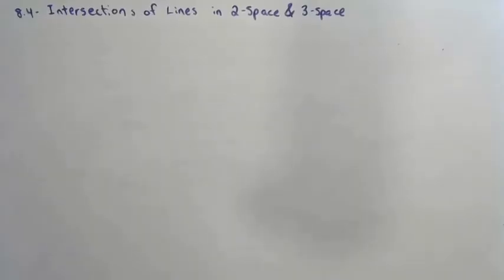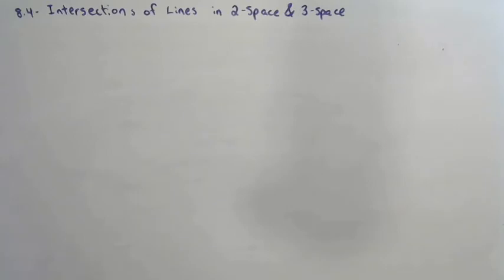Lesson 8.4, intersections of lines in 2-space and in 3-space. We're pretty familiar with how lines can interact with each other in 2-space. They can intersect, or they can coincide, or they can be parallel to each other. If they intersect, there is one solution to the system of linear equations. If they coincide, there's an infinite number of solutions, and if they are parallel, then there are no solutions whatsoever.